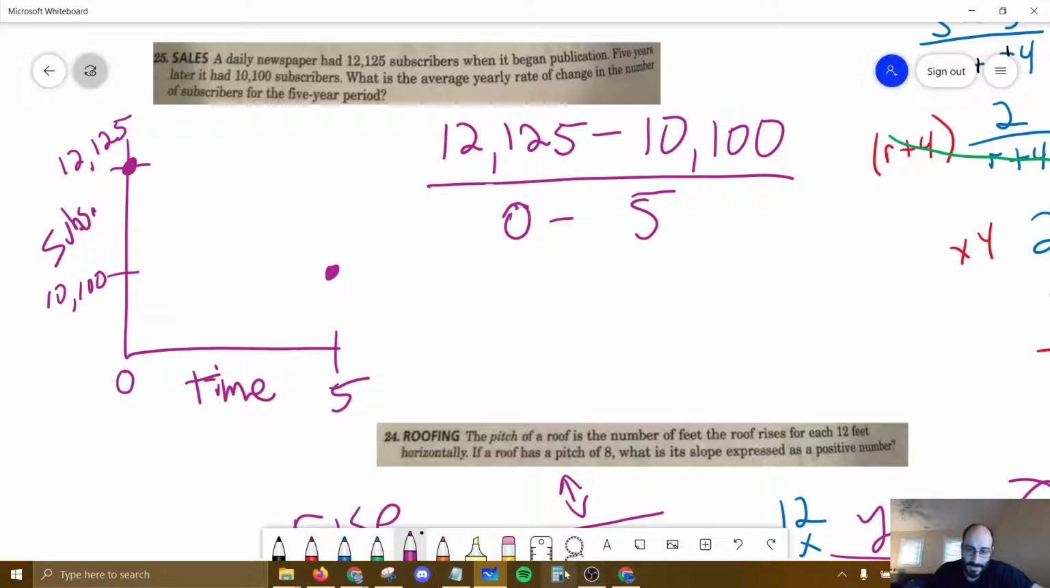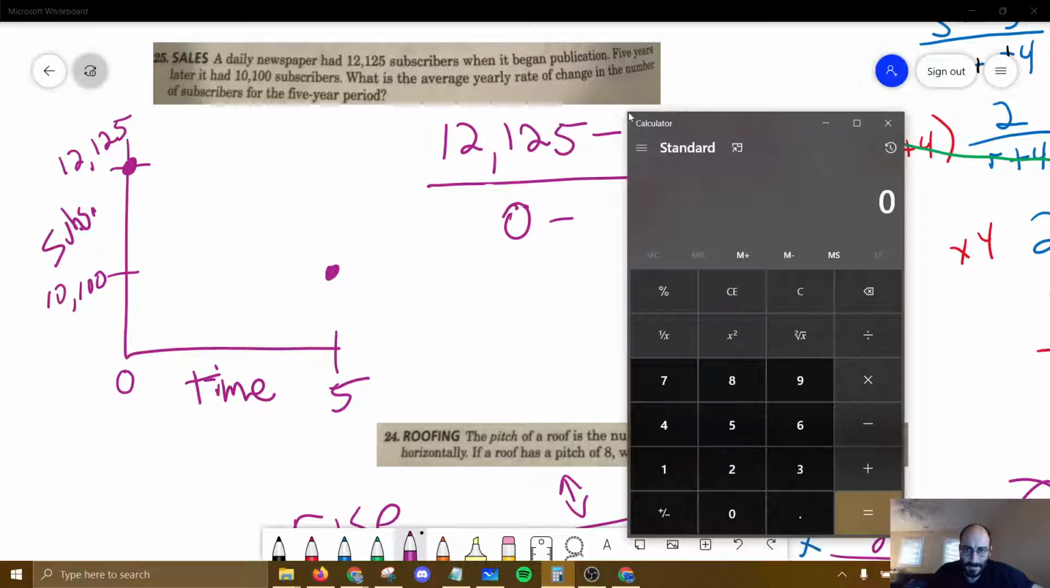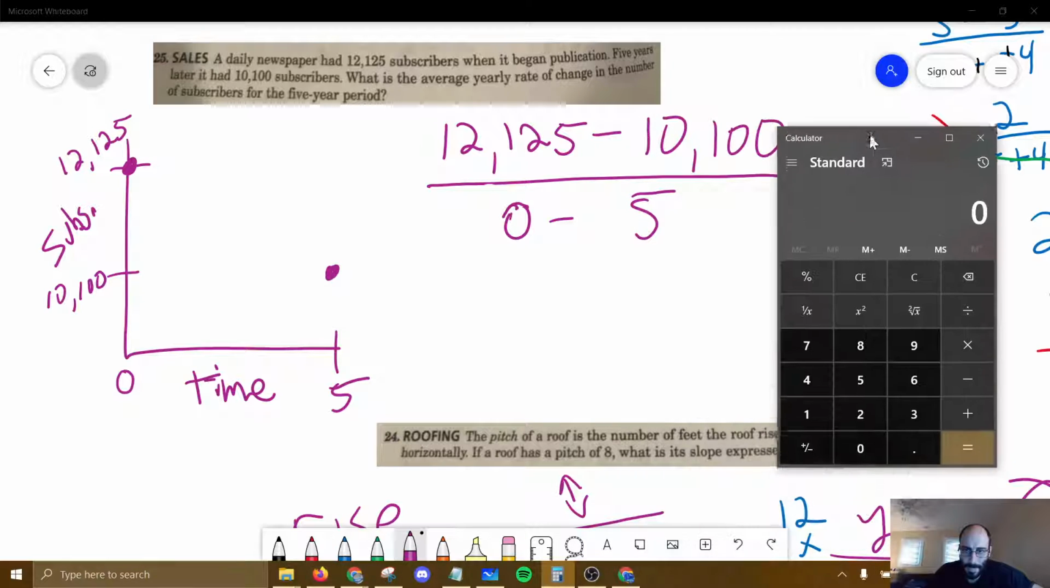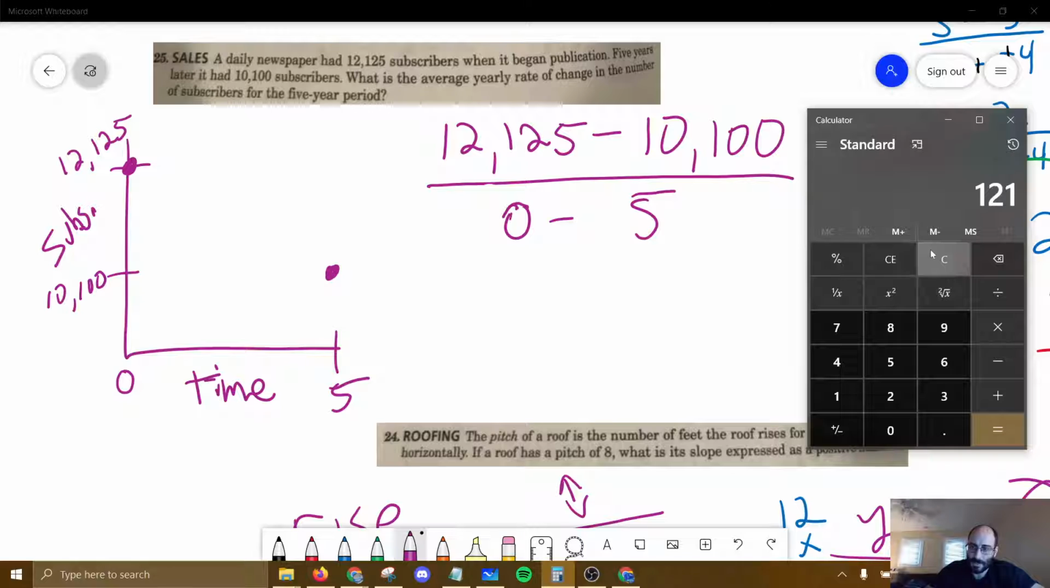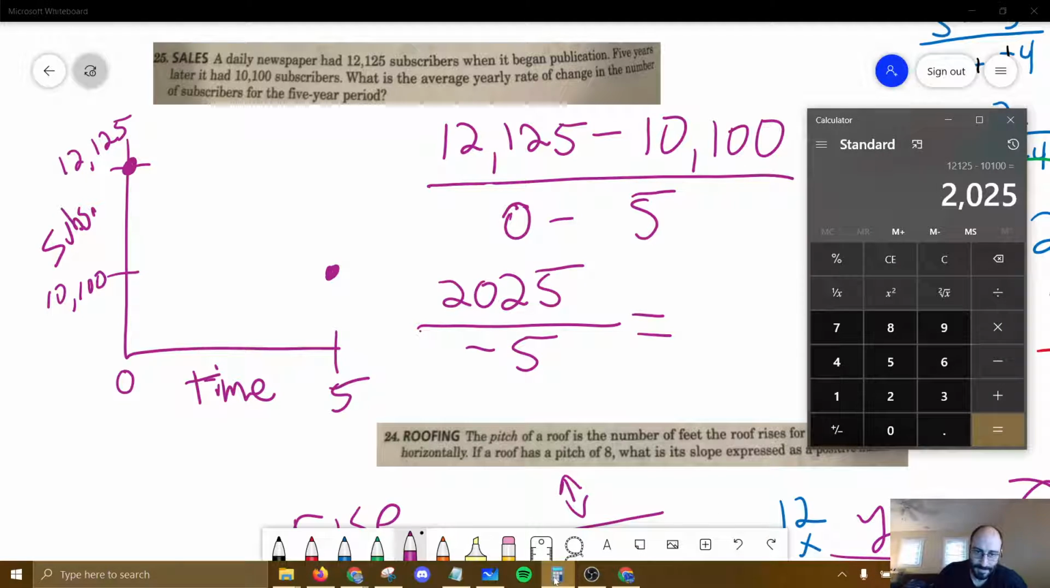So what is 12,125 minus 10,100? Well, that's 2,025. And then what's 0 minus 5? Well, that's negative 5. So we've got to do 2,025 divided by negative 5. And I get negative 405.